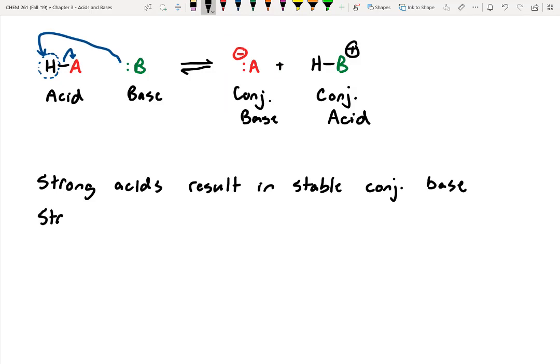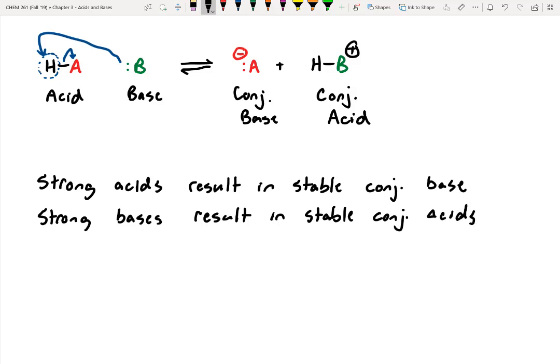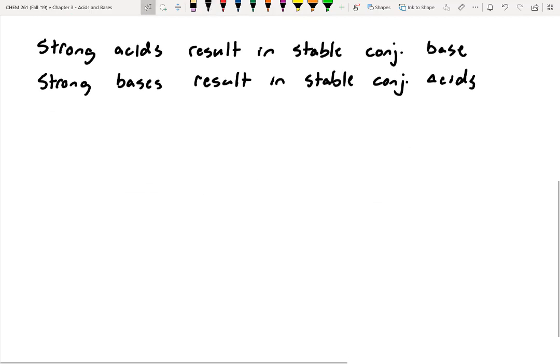Conversely, strong bases result in stable conjugate acids. How many of you remember this from Gen Chem? That's good. This is going to be a key driving feature of everything that we do in this chapter. All right, but before we get too far into this, we want to define the equilibrium a bit more.